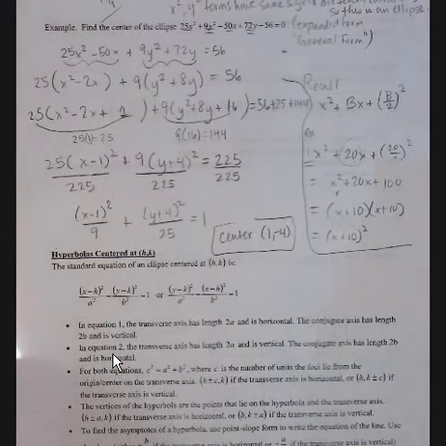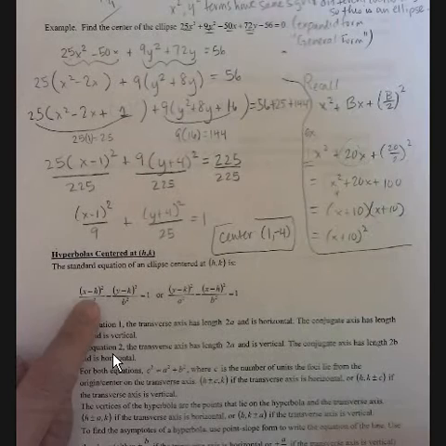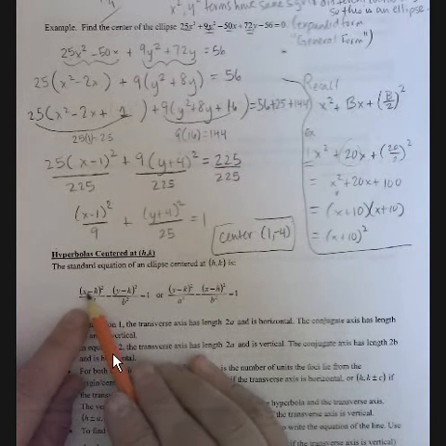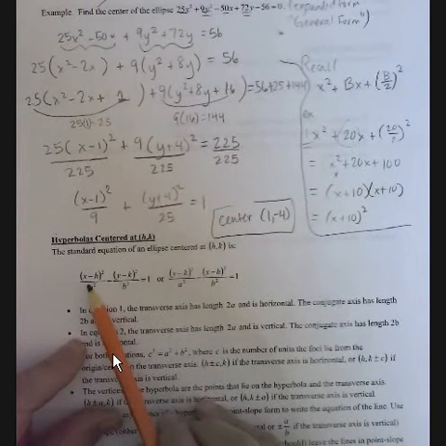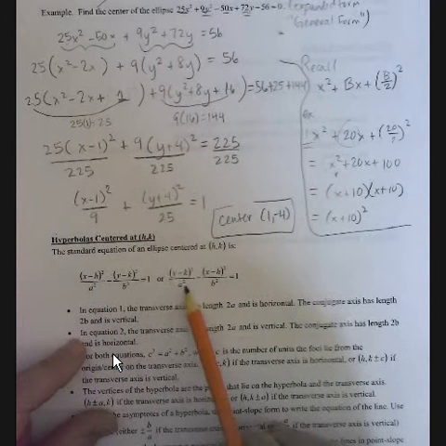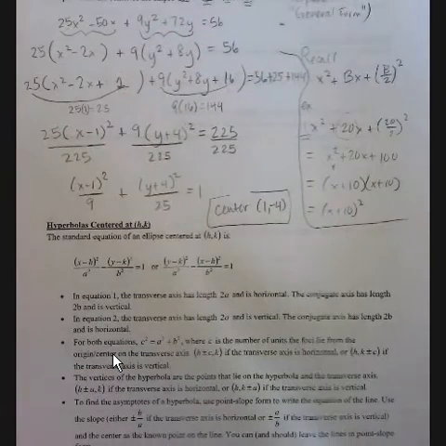The way that you determine where the transverse axis runs is by looking at which term has the positive. So in this equation, the transverse axis is horizontal because x is the positive term. In this one, y is the positive term, so now it's vertical instead of horizontal. Otherwise, the lengths of the conjugate and the transverse axis are all the same.